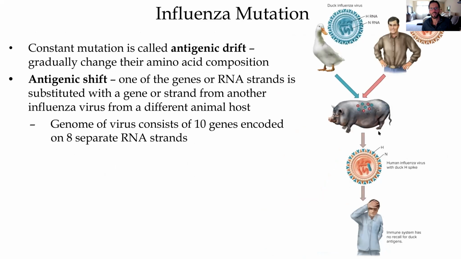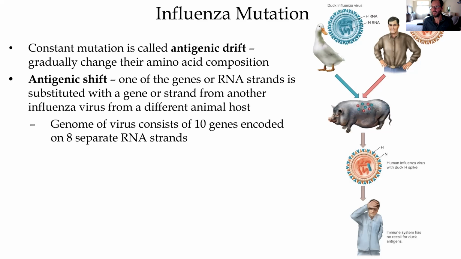There are 2 different types of drift and shift when we're talking about the antigens. Constant mutation is called antigenic drift. And so it's a gradual change of the amino acid composition. So the things that make the proteins that are then recognized as antigen. Or there's antigen shift, where one of the genes, one of the RNA strands, is substituted with a strand from another influenza virus, what I was talking about in that previous slide.